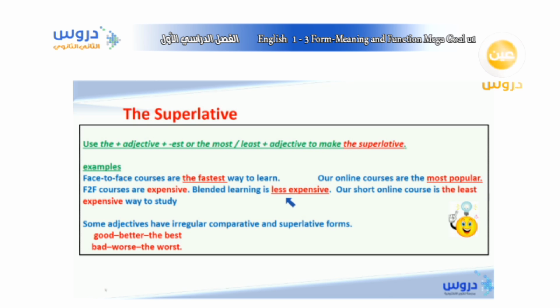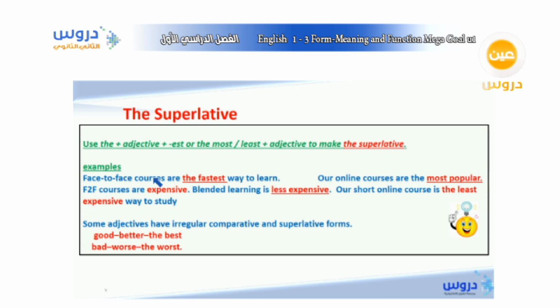What happened here? Expensive is the adjective. If we want to compare two things, we say less expensive or more expensive. But if we want to use the superlative form, that means we will compare more than two things, we use either most or least. Most means the highest, least means the lowest. Some adjectives have irregular comparative and superlative forms.